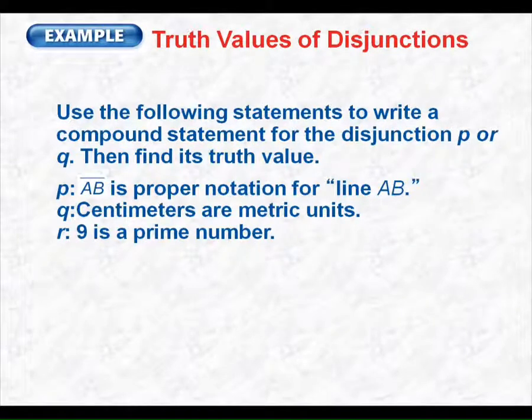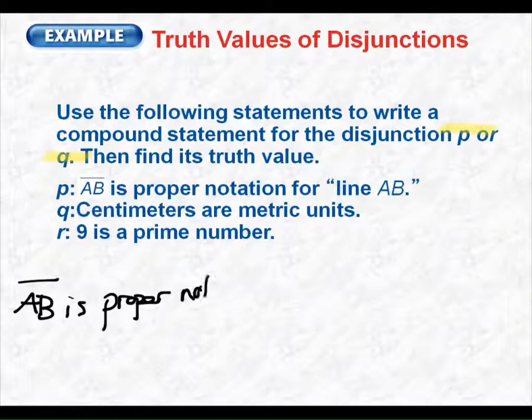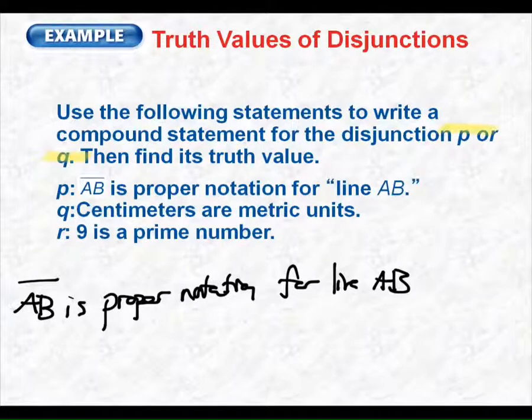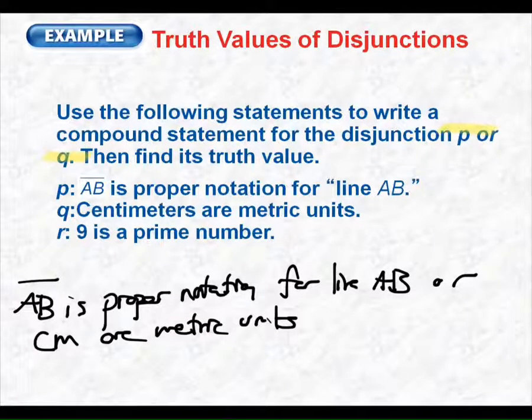Write a compound statement for the disjunction P or Q. Sometimes it tells you the word or. Most of the time it's going to use the symbol though. So if I had to write this statement out, it would say AB is proper notation for line AB, or centimeters are metric units. I want to know what's the truth value of that disjunction. Is that disjunction true or is it false? Yes, it is true, right?